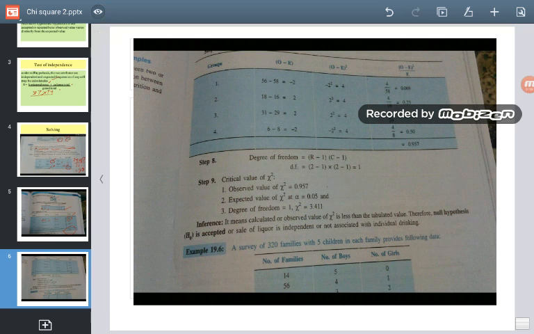So we say that the null hypothesis is accepted. What was the null hypothesis? The sale of liquor is independent, or has no association with the individual drinking. So if you get a value less than the tabulated value, then you can say that the null hypothesis is accepted. And if you get a chi-square value more than the tabulated value, then you can say that the alternative hypothesis has been accepted. In this way, you have to solve the problem.